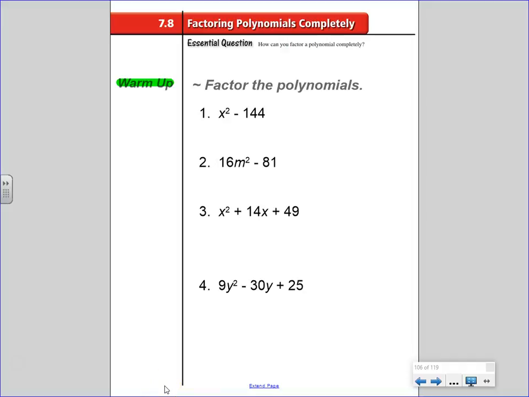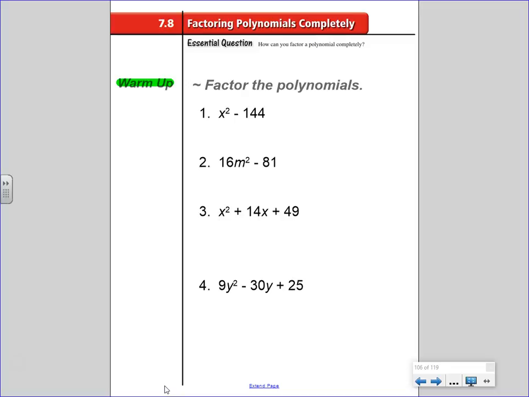Does anybody remember how we talk about or how we call special polynomials that look like 1 or 2? There's a special name for it, and there's a special formula for it too that, if we can remember, it'll make factoring ones like 1 and 2 faster.